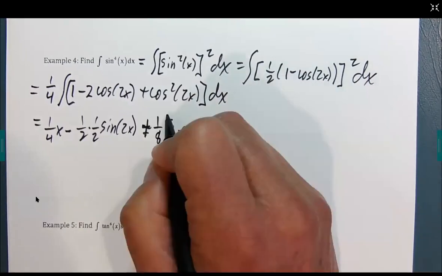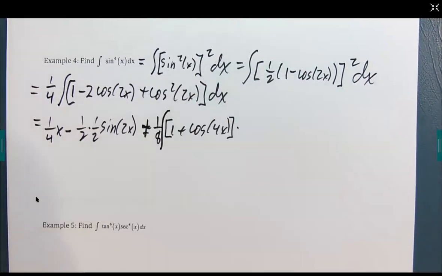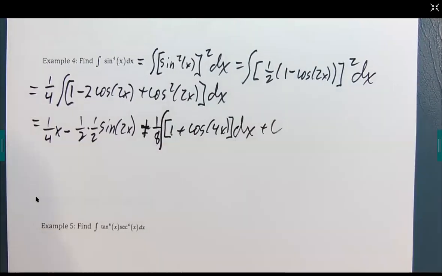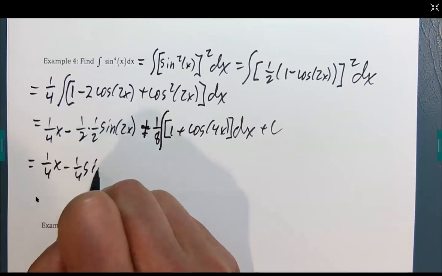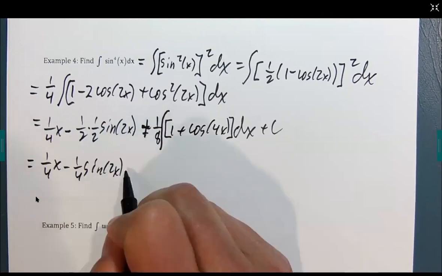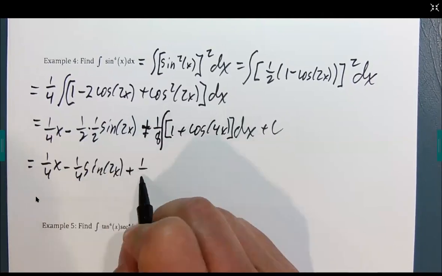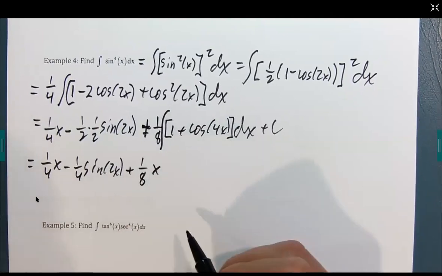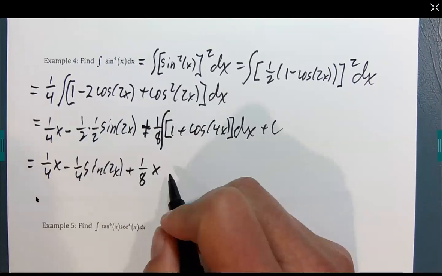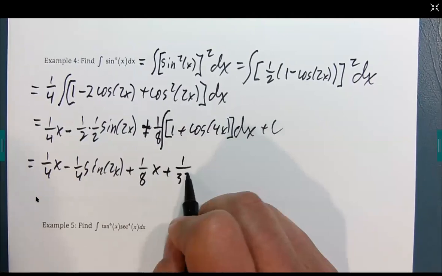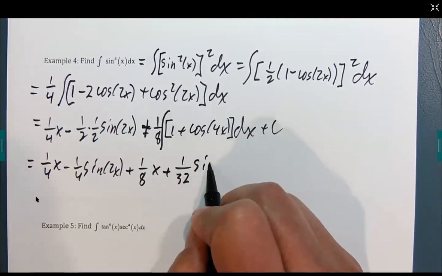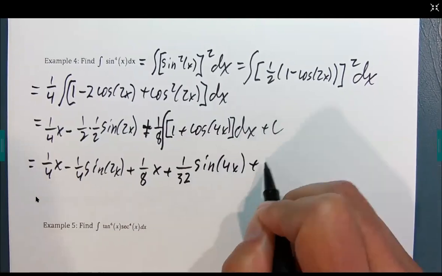This is the integral. So we've integrated that dx. And we're going to use the constant notation here, meaning we're going to get a different plus c when we integrate again. So this gives me 1/4 x minus 1/4 sine of 2x plus 1/8 x. So I can combine those up here in just a minute. And then that's going to be plus, now I get an extra 1/4 out of that. So that gives me 1/32 sine 4x plus c.